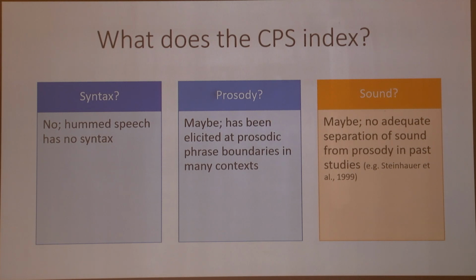One study attempted to address this issue by trying to remove the pauses at phrase boundaries from their stimuli, but this could not fully answer the question of whether the CPS is elicited by prosody or sound, because other cues to prosodic phrase boundaries, such as durational lengthening and pitch change, were still present in the stimuli. It's possible that the CPS, as it has been previously researched, is actually reflecting the auditory processing of acoustic correlates of prosody rather than prosodic processing itself.